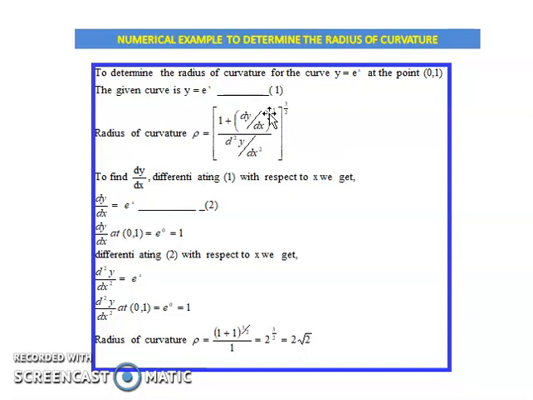Over here the given curve is y is equal to e power x. On differentiation it gives e power x, and at the point (0, 1) its value is 1. On differentiating e power x once again, we will get e power x, and its value at (0, 1) is e power 0, which is again equal to 1. So on substituting these values in the formula, we will get the radius of curvature as 2 root 2. So for all the problems we find dy by dx, d squared y by dx squared, and substitute them in the formula.